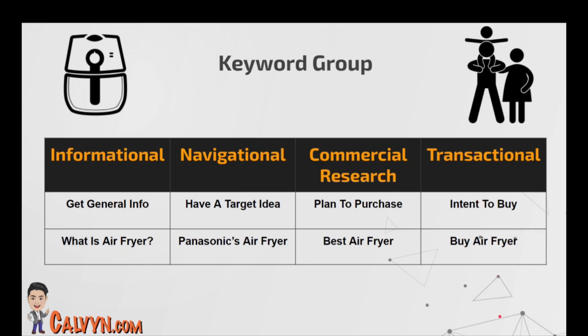So third, when they plan to purchase, they will do the commercial research. They will search best air fryer, or perhaps they will do some comparison, air fryer comparison, from brand to brand comparison, right? They were searching for this type of keyword. Now the last one, when they want to transact, when they plan to purchase, they will search for air fryer, buy air fryer, or maybe air fryer discount, or air fryer promotion. This type of keyword they were searching inside there.